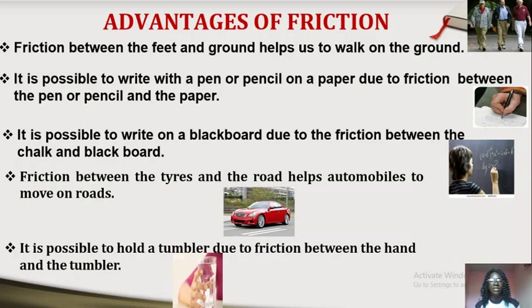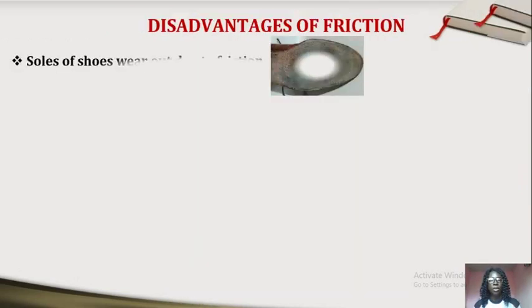And we can notice that the disadvantage of friction is just that it opposes motion, but then we can overcome it. So let's look at a few examples of disadvantages of friction. Friction causes wear in our shoes. The soles of our shoes wear out due to friction. And this is something that we can't fully control. That's the truth. So you just have to be mindful of where you're wearing your shoes to.